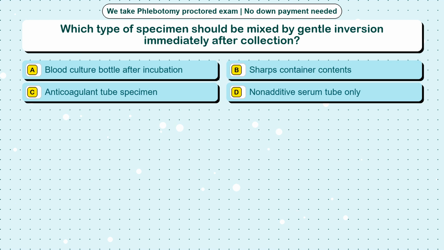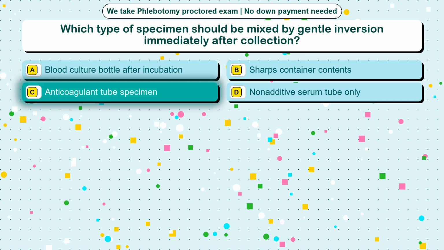Question 63. Which type of specimen should be mixed by gentle inversion immediately after collection? Option A, blood culture bottle after incubation. Option B, sharps container contents. Option C, anticoagulant tube specimen. Option D, non-additive serum tube only. The correct answer is option C, anticoagulant tube specimen.